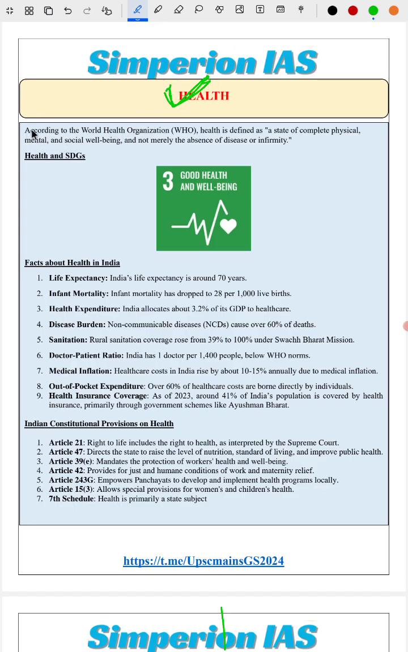Initially, we are given a definition of health according to the World Health Organization (WHO). Then we have covered health and SDG. SDG 3 talks about health and well-being. Then we are given the facts or data related to health in India, which covers life expectancy, infant mortality, health expenditure, disease burden, sanitation, patient-doctor ratio, out-of-pocket expenditure, etc.